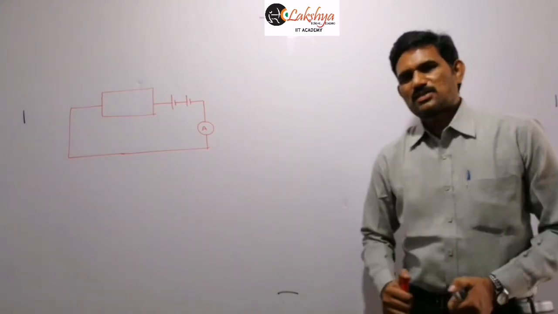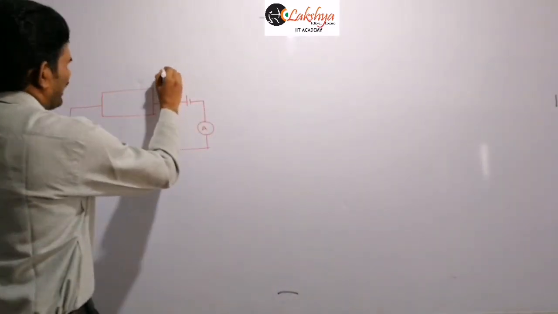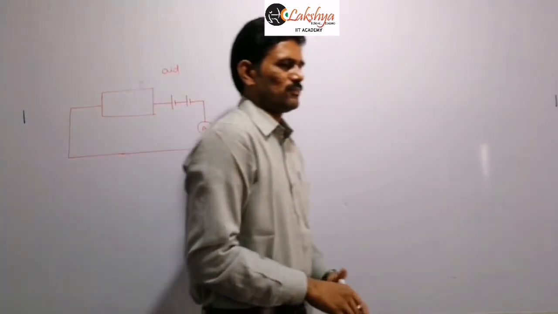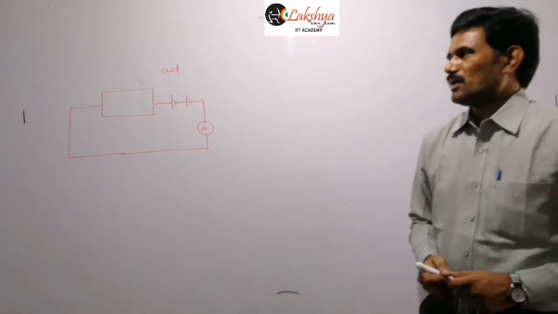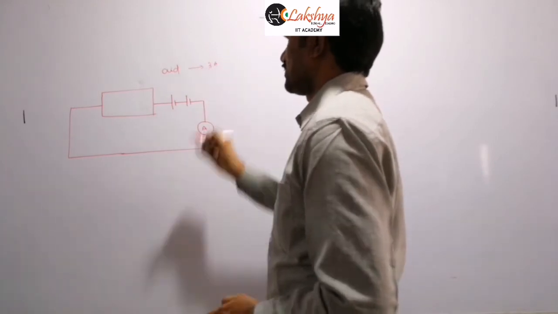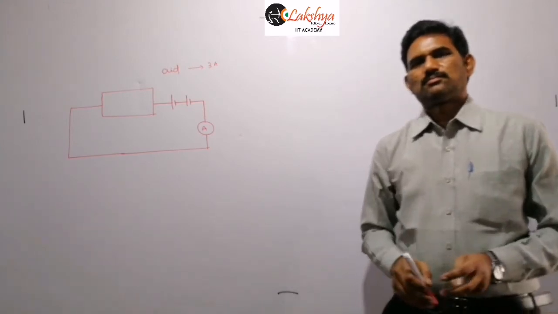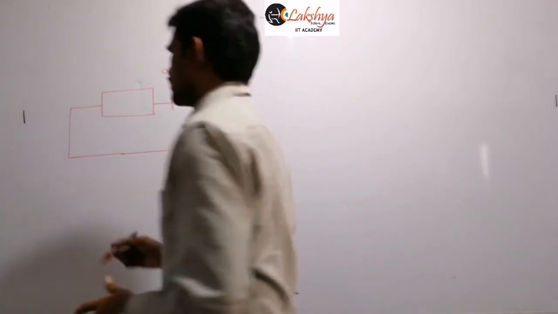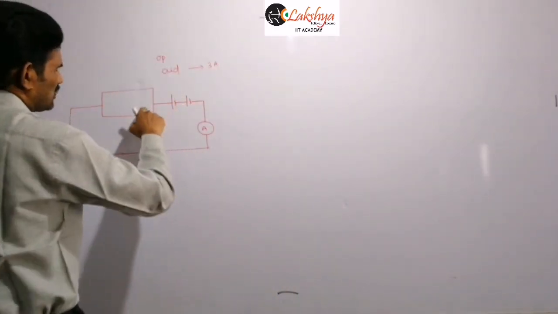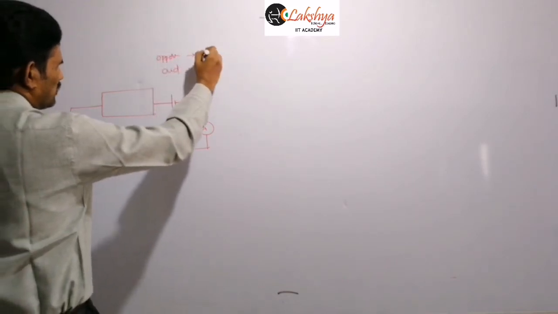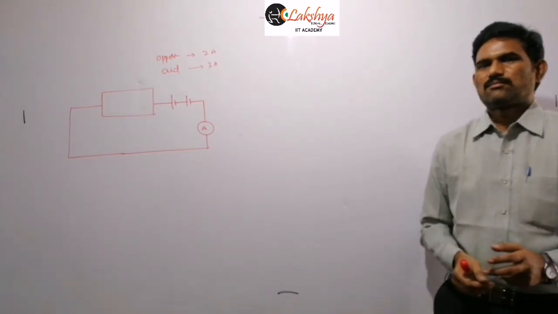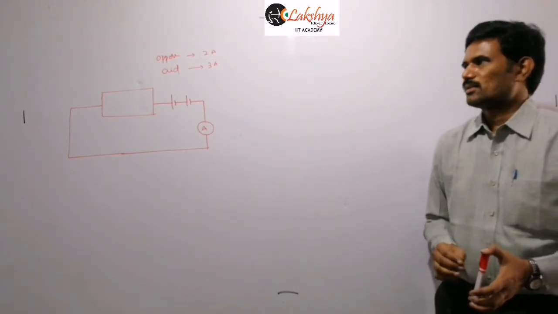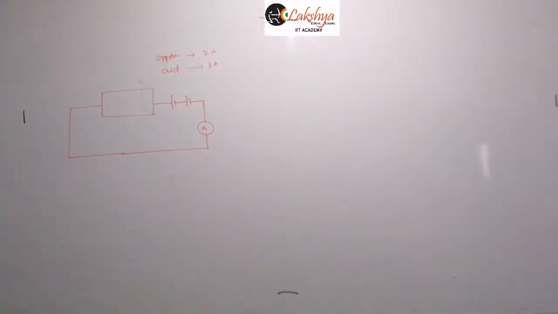when this battery and cells aid each other, then the reading of the ammeter connected in the circuit is 3 amperes, and when they oppose each other, I mean the box and this battery and the cells, when they oppose each other, then the reading of the ammeter is 2 amperes. So when they oppose each other, the current is 2 amperes.